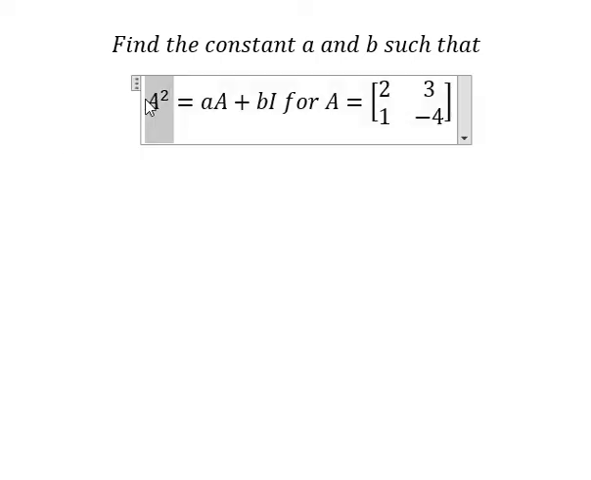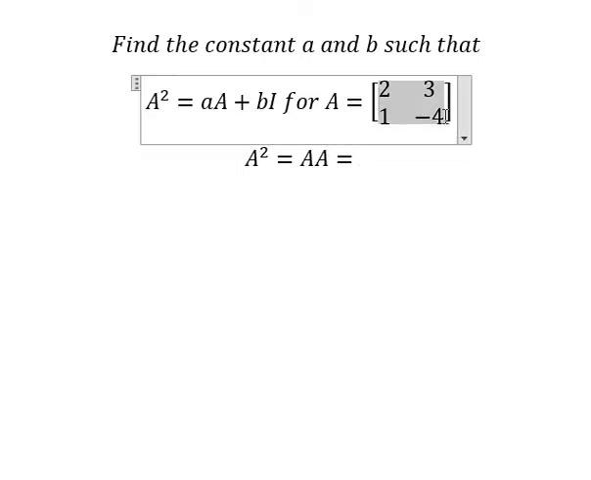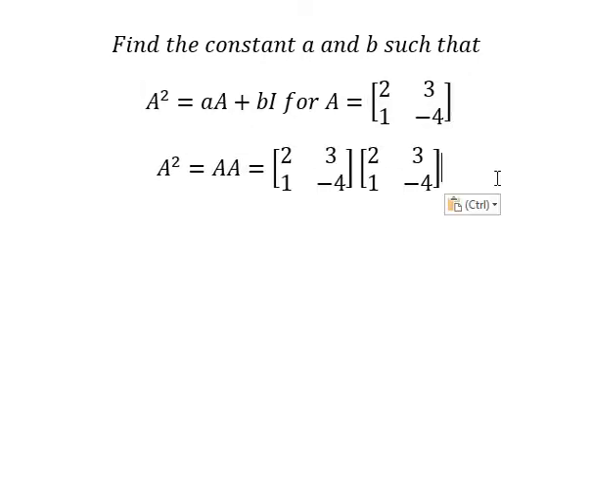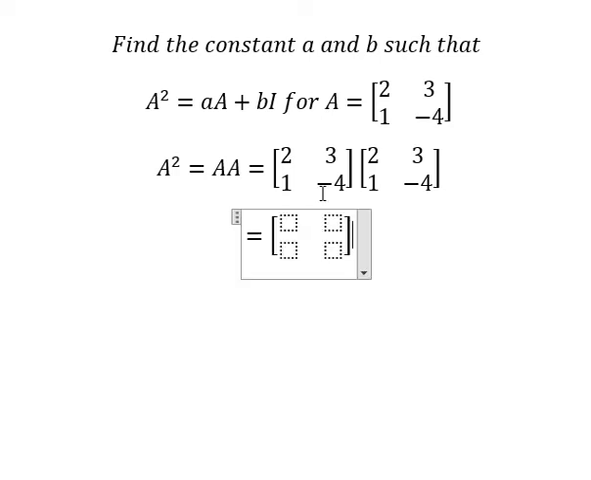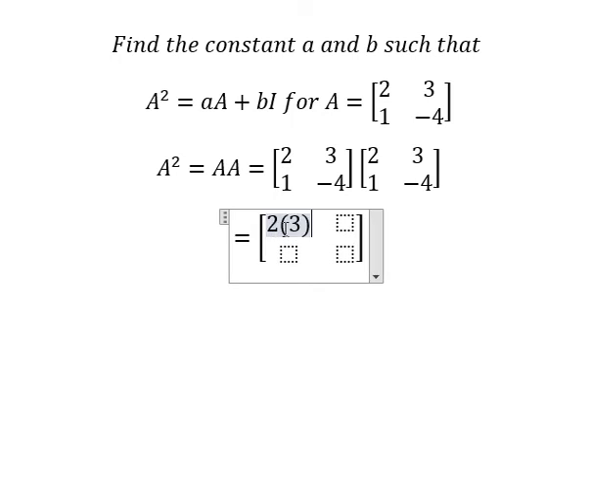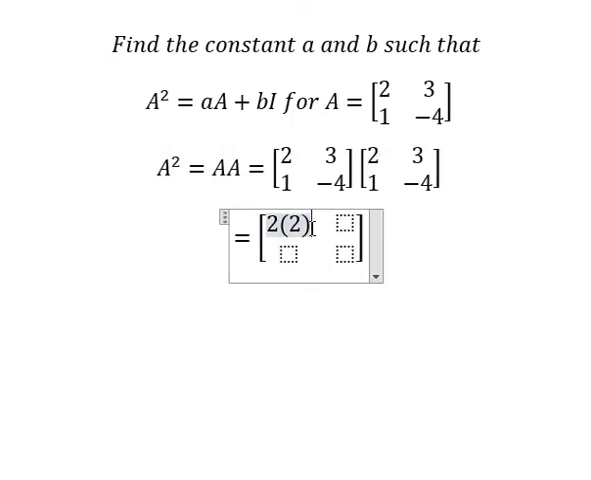First, we need to find A squared. A squared is A multiplied by A. And we have this matrix multiplied by this matrix. So, about this one, we will have number 2 multiplied by number 2 in here, and number 3 multiplied by number 1.